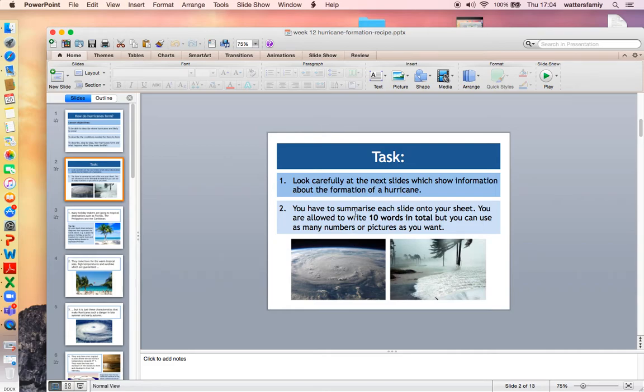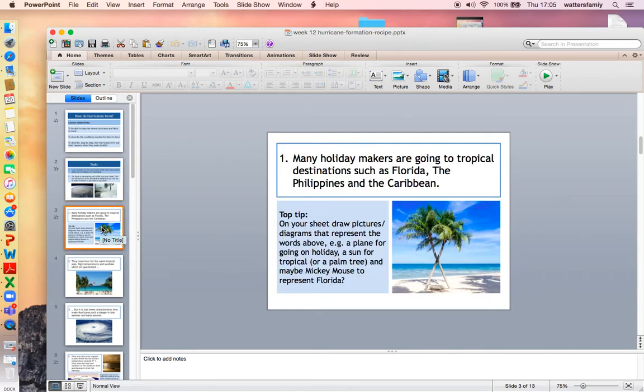Now, what I want you to do is summarize each slide. Under the title of Hurricanes, the recipe or the formation, all I want you to do is summarize each slide into no more than 10 words. It's just to try and get you to think of the language that goes with hurricanes, typhoons, etc.